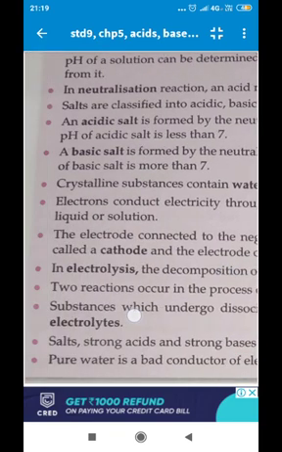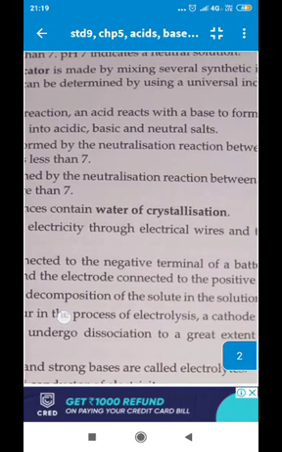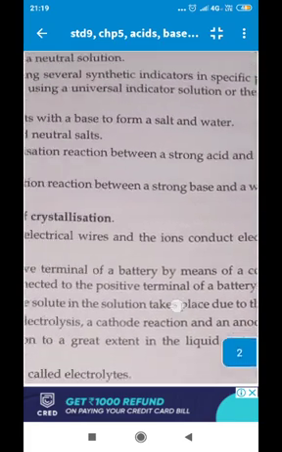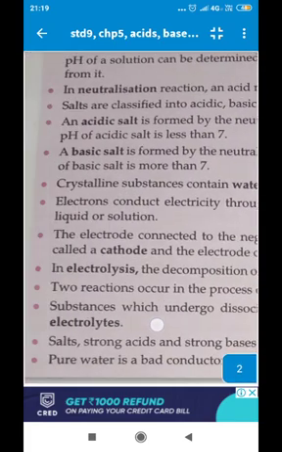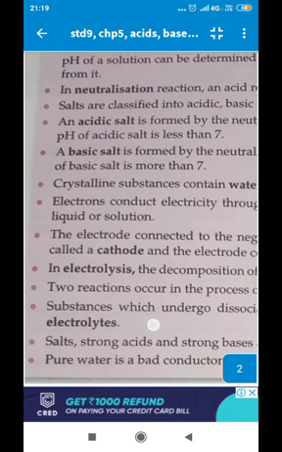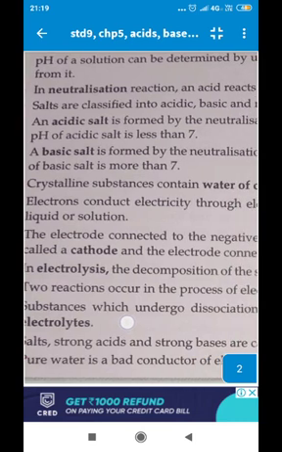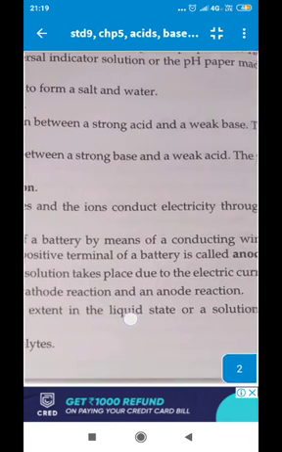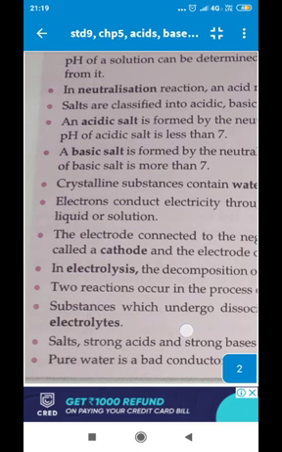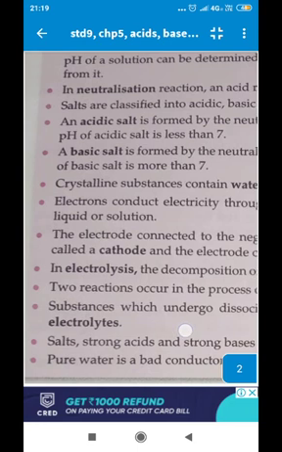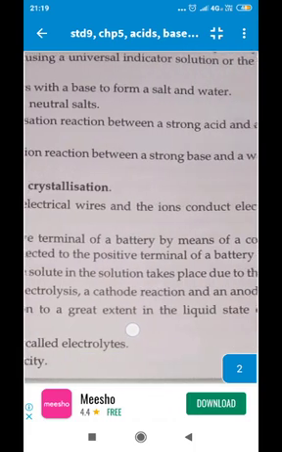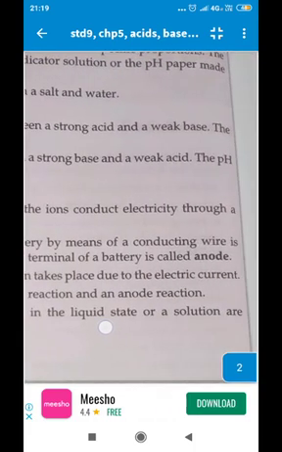Electrons conduct electricity through electrical wires, and ions conduct electricity through liquid or solution. The electrode connected to the negative terminal of a battery by means of a conducting wire is called the cathode. Negative terminal, cathode; positive terminal, anode. The electrode connected to the positive terminal of a battery is called the anode.